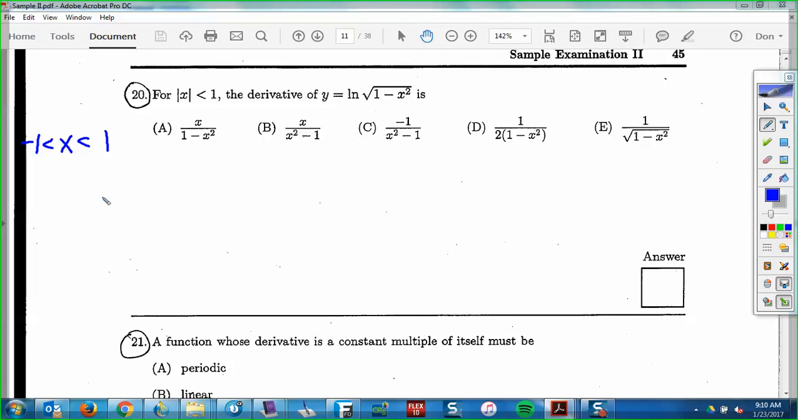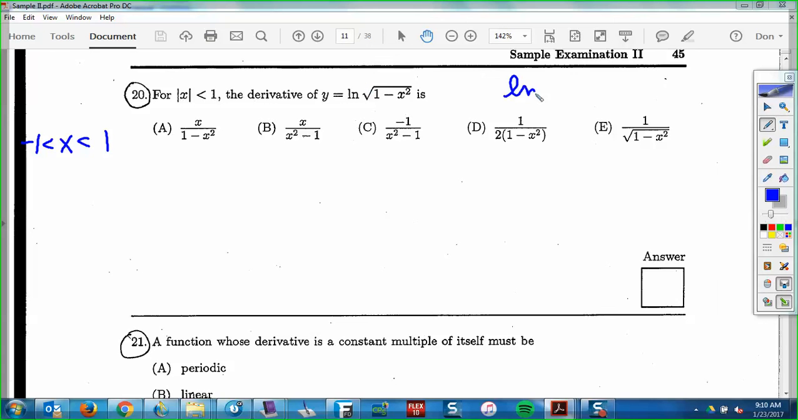But all that really is for, to be honest with you, because if x was bigger than 1 and you squared it, like 2 squared is 4, 1 take away 4 is a negative, you'd have the square root of a negative. You can't have the square root of a negative. So basically, they're giving you this just so you understand that, so you don't get the square root of a negative. So you don't really have to worry about that.